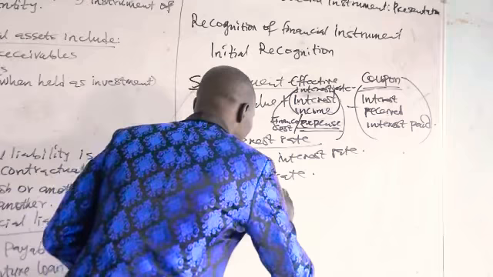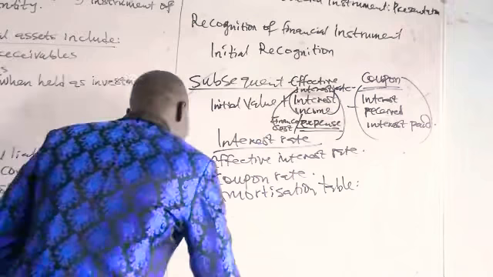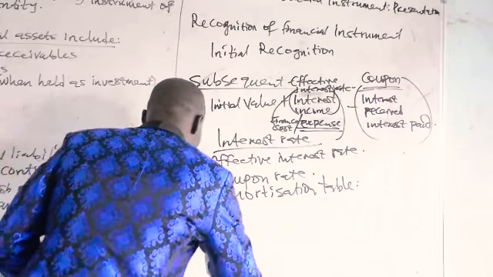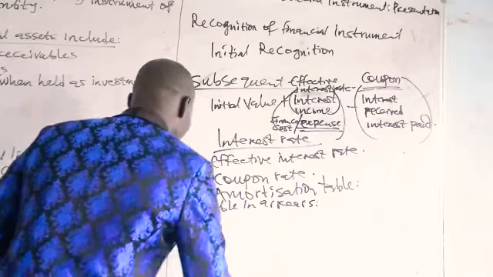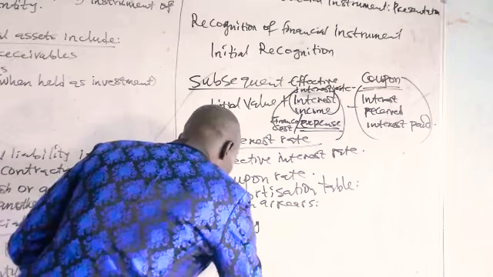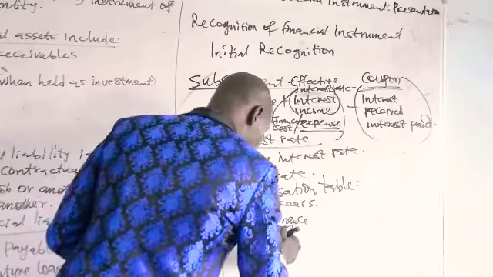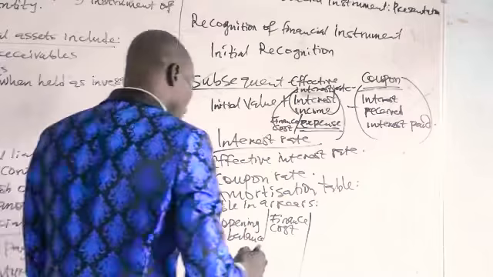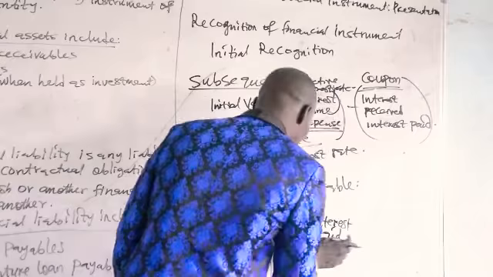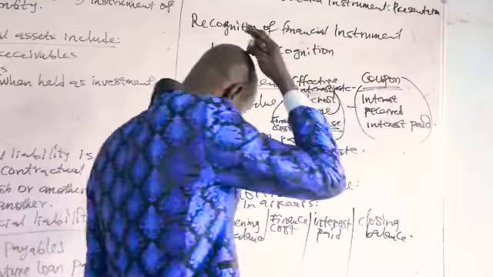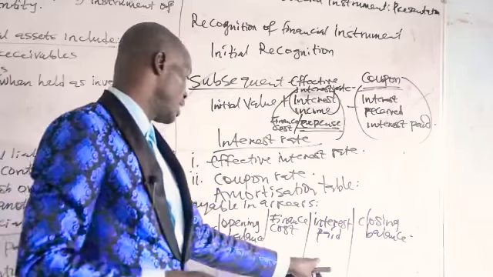Amortization table. Where the interest is payable in arrears, you have year, the opening balance, and finance cost. In the case of a financial liability, you have finance cost. In the case of a financial asset, you have finance income or interest income. Then you have interest paid. Don't forget, I told you that interest paid should be calculated at the coupon rate, while the finance cost should be at the effective interest rate. Then after that, you have the closing balance. The interest paid will be fixed throughout the period of the loan or the instrument.